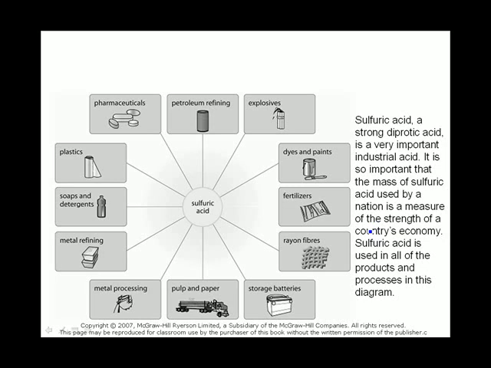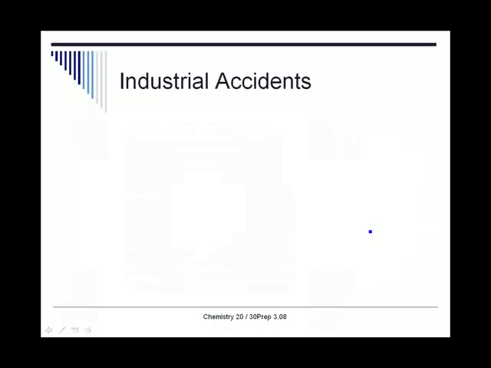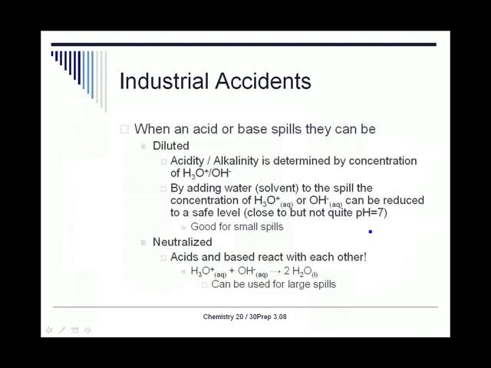They're used in almost every facet of life that you can think of, and because they're used in industry, it means that there can be industrial accidents, unfortunately. So we're also going to learn how to deal with acid spills. There's basically two ways to deal with an acid or base spill. The first way is to dilute it.